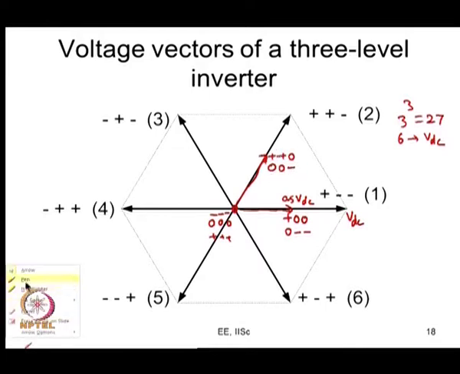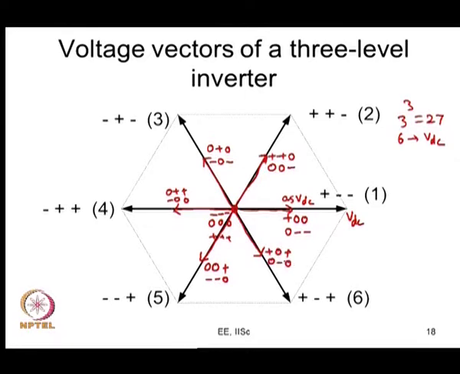The same way you can see that there are other 2 vectors, which are 0 plus 0 and minus 0 minus. Similarly, you will have 2 of the states producing a vector equivalent to 0.5 VDC in this direction. They are 0 plus plus and minus 0 0. Again, this is something similar. You have 0 0 plus and minus minus 0 leading to vectors of 0.5 VDC. Here you have plus 0 plus and 0 minus 0. These would be the vectors now.